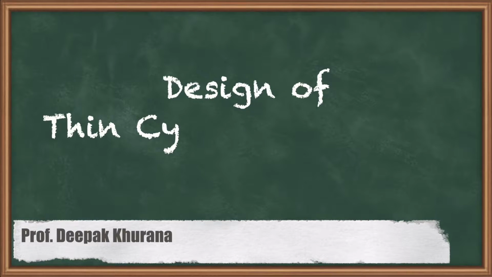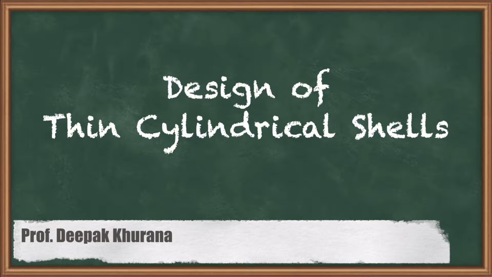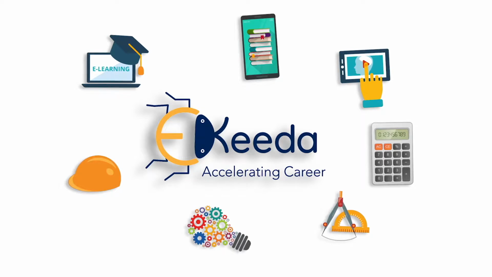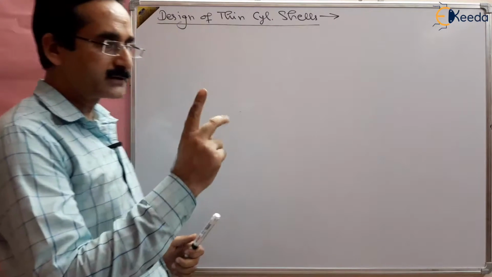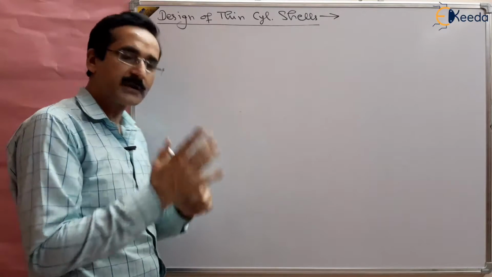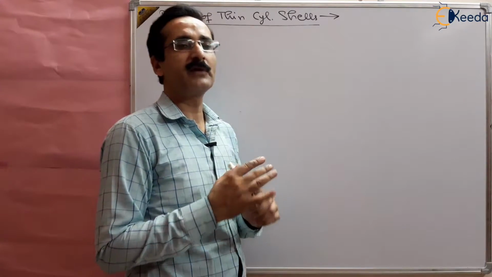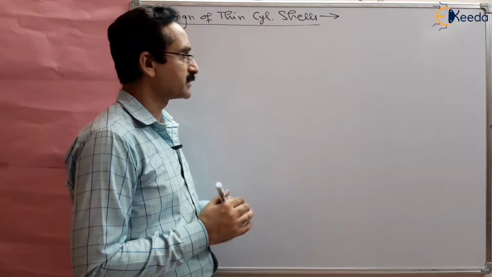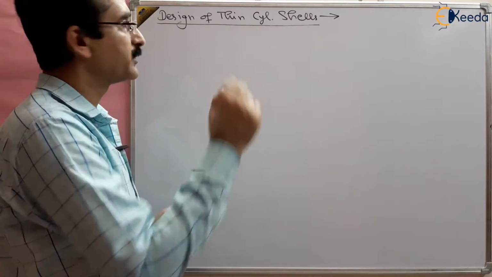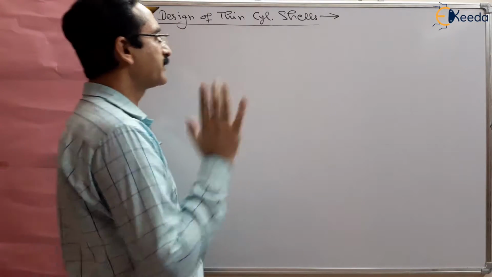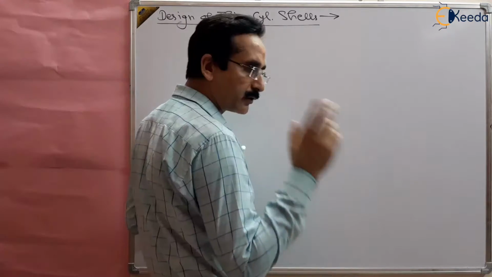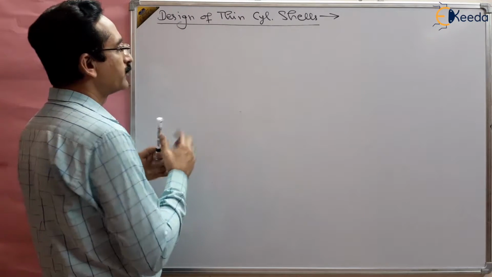Hello students, in this session we are going to study the design of thin cylindrical shells. We have already studied two types of stresses, hoop stress and longitudinal stress. Radial stress we have neglected because it is very small compared to hoop stress and longitudinal stress, and also because this is a thin cylinder, so radial stresses are neglected. So we have basically two types of stresses, hoop stress and longitudinal stress, which are acting perpendicular to each other.